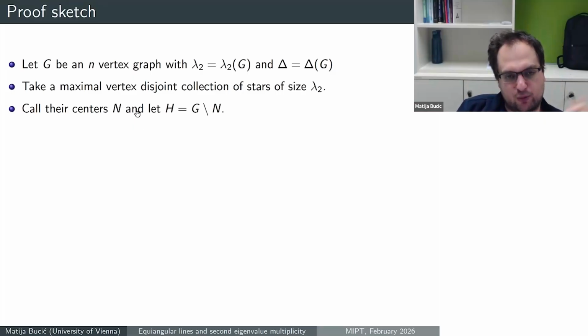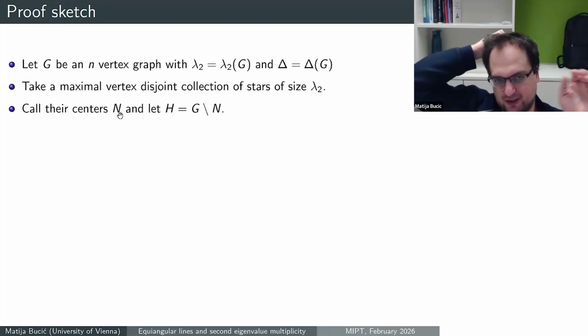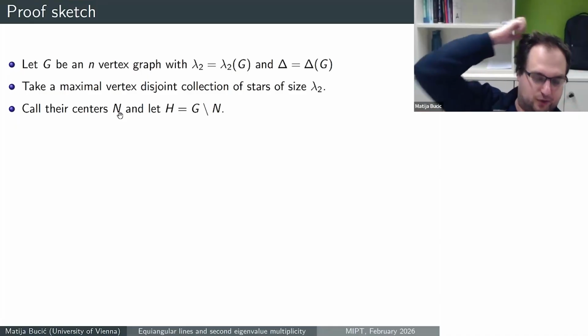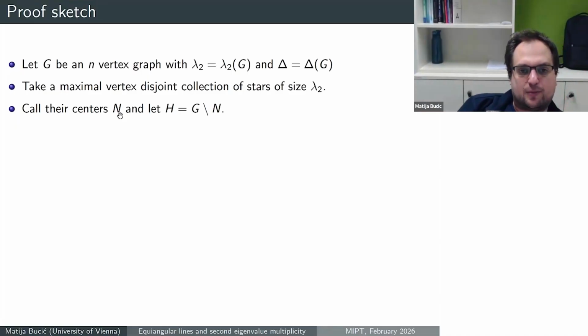So I'm going to show you that whatever is left will have a tiny second eigenvalue multiplicity, or tiny multiplicity of lambda 2. And so combining this with deleting the centers, you will get a bound that is very, very close to n over lambda 2 plus 1. And then you introduce this expansion and some other ideas to try to actually boost it down under n over lambda 2 plus 1. But I'm not going to talk about that.